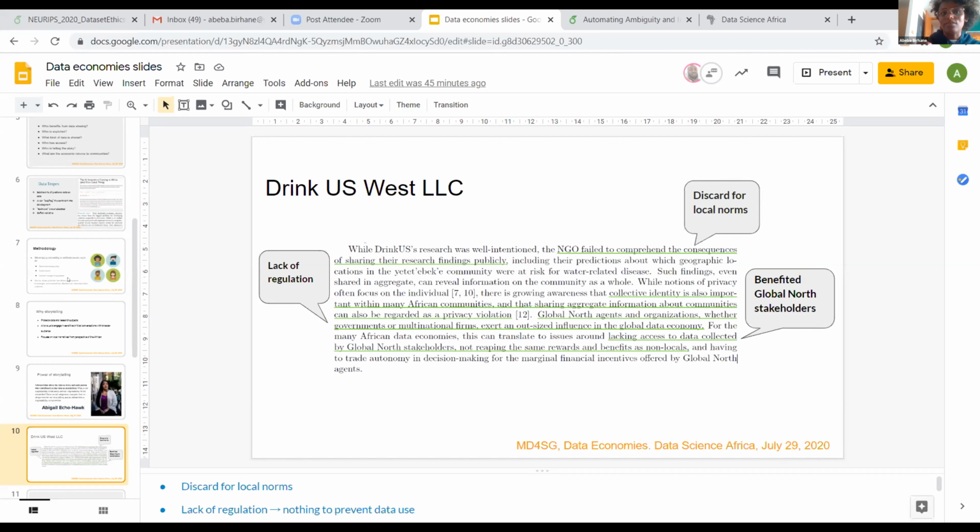You pick up issues such as a disregard for local norms. You see that a lot of what the NGO is doing is from their own perspective. So in a way, even though the claim is to provide access to potable water, everything is done in a way that benefits themselves. And you also see lack of regulation in the process as well.